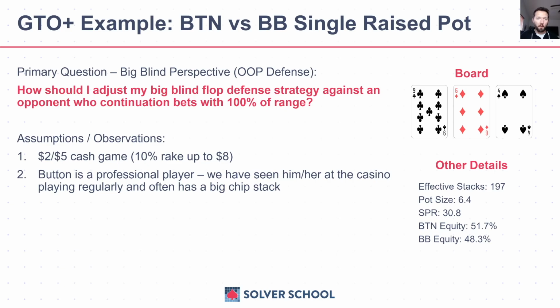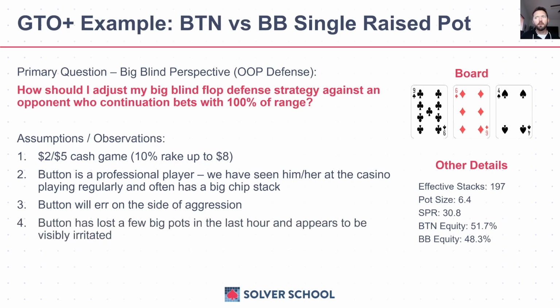So we're looking at this from the big blind's perspective. The button, according to our observations here, is a professional. We've seen him or her at the casino playing regularly, often with a fairly big chip stack. As such, along the lines of being a professional player, we'll also expect the button to err on the side of aggression. And the last point that we have here is that the button has lost a few pots in the last hour and appears to be somewhat visibly irritated. So we'll incorporate all of that when we start modeling out and building things in GTO+.